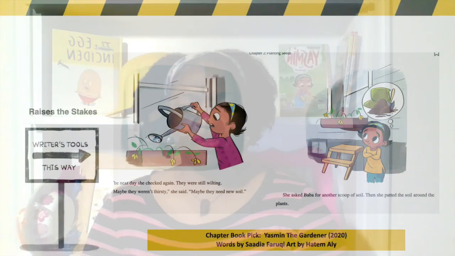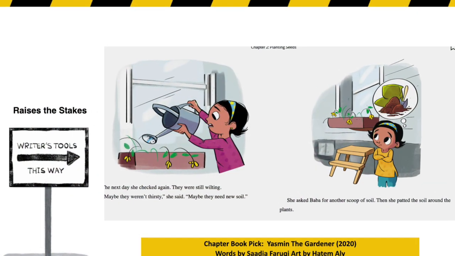Quote, "The next day she checked again. They were still wilting. 'Maybe they weren't thirsty,' she said. 'Maybe they need new soil.'" End quote. Yasmin continues to find out-of-the-box solutions to help her plant babies. For our last tool, Yasmin the Gardener has a satisfying ending because Yasmin is innovative in her problem solving and feels emotionally whole, which impacts the reader as well.